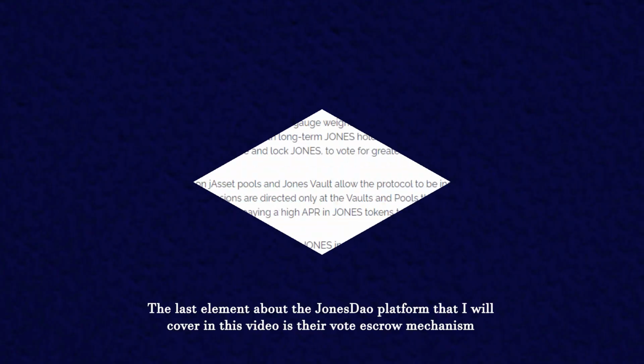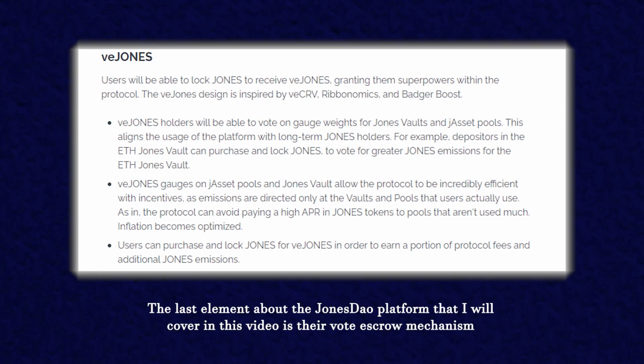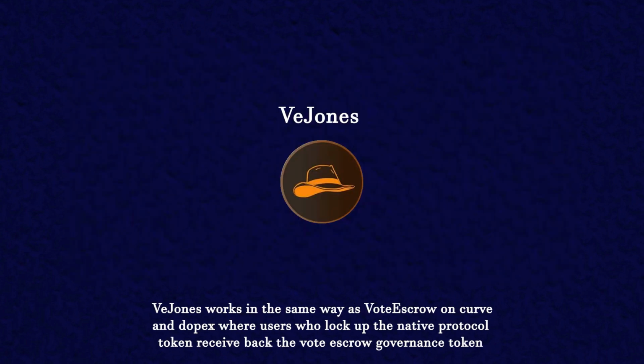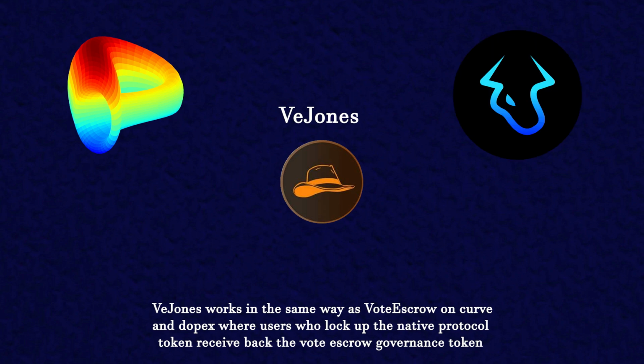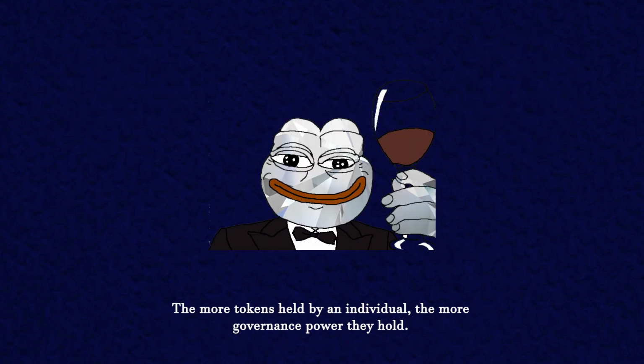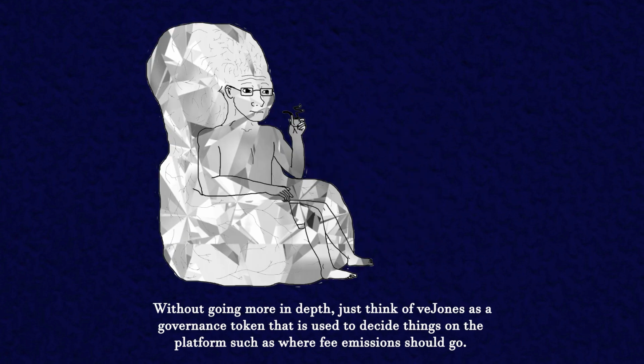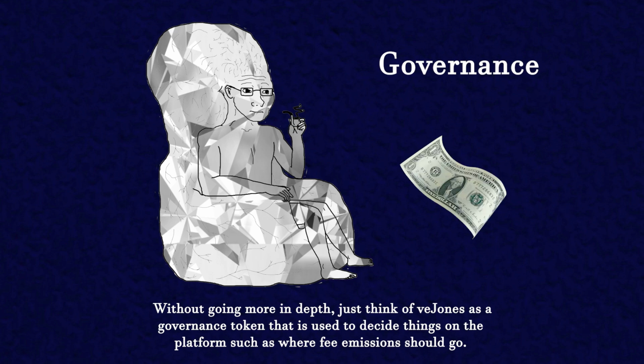The last element about the JonesDao platform that I will cover in this video is their vote escrow mechanism. VE Jones works in the same way as vote escrow on Curve and Dopex, where users who lock up the native protocol token receive back the vote escrow governance token. The more tokens held by an individual, the more governance power they hold. Without going more in depth, just think of VE Jones as a governance token that is used to decide things on the platform, such as where fee emissions should go.